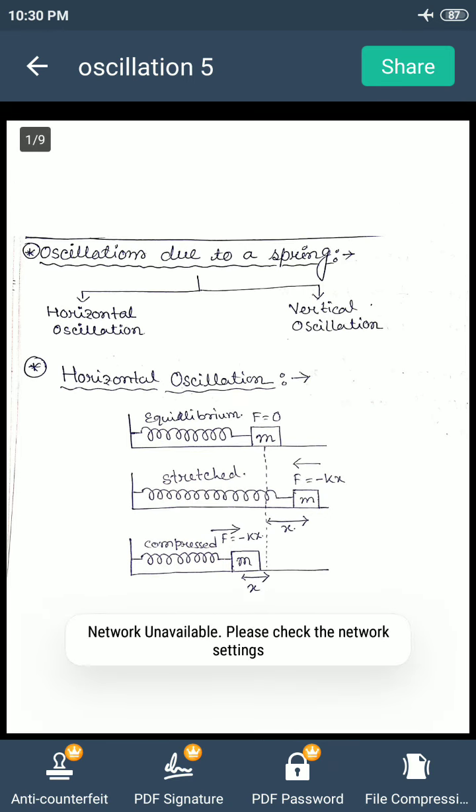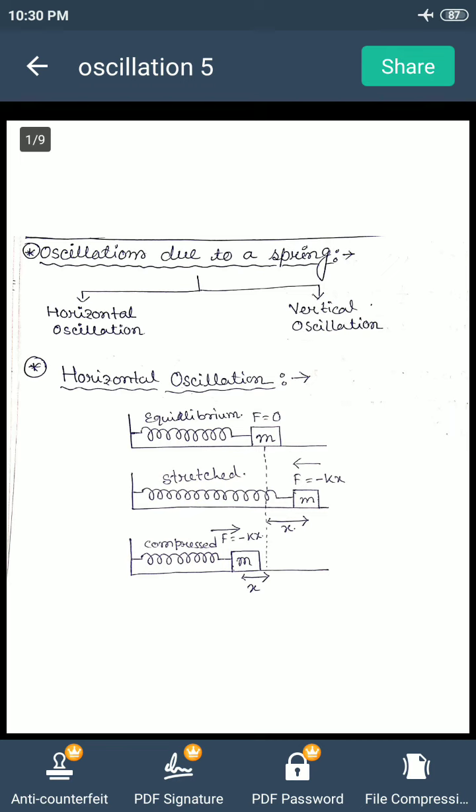Today we discuss oscillation due to a spring. There are two ways we can define it: one is the horizontal oscillation of a body on a spring, and the other is the vertical oscillation of a body on a spring. First of all, we discuss the horizontal oscillation of a body.